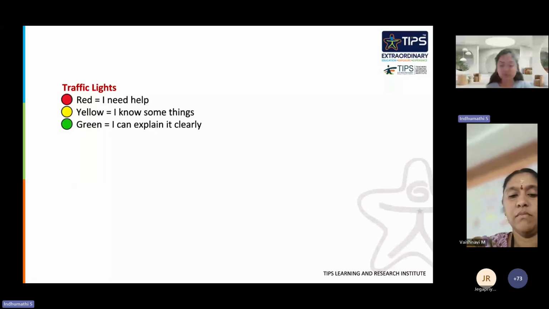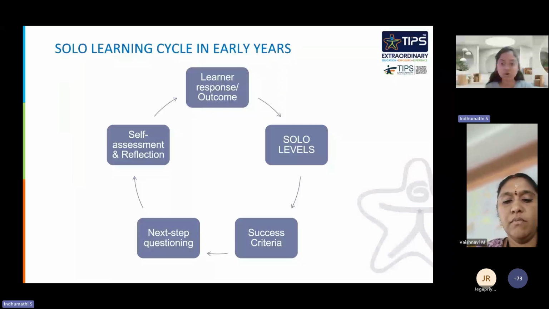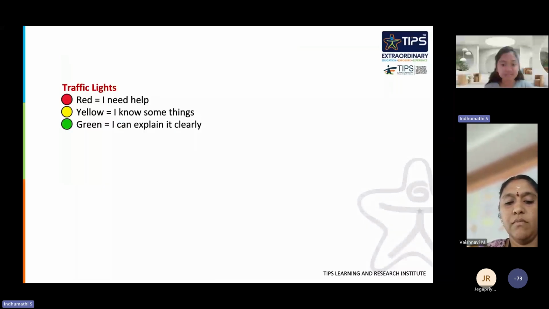Okay, what is the use of using these visual tools? As I said, visual tools help the learners to see their journey of thinking. It also encourages independence. It makes their thinking visible, and the learners can see where their thinking is now and what deeper thinking looks like next.